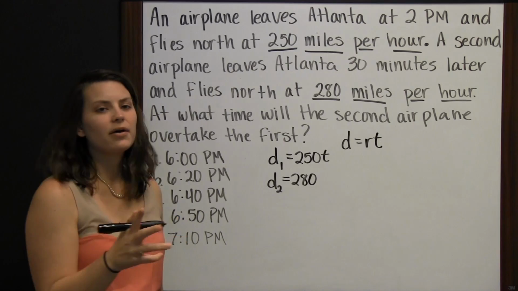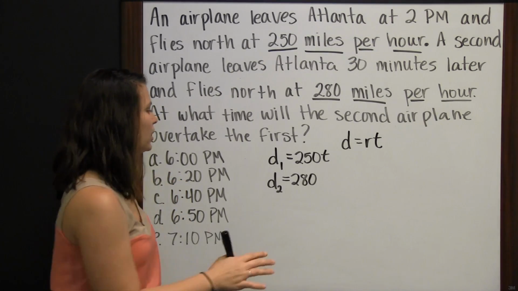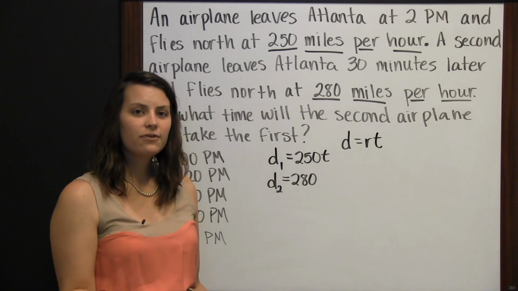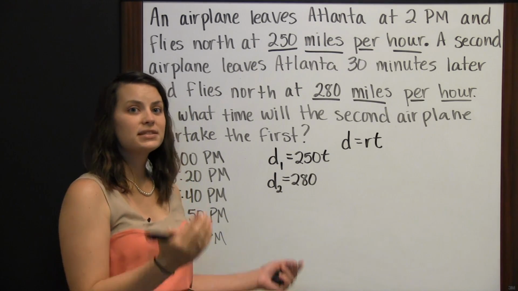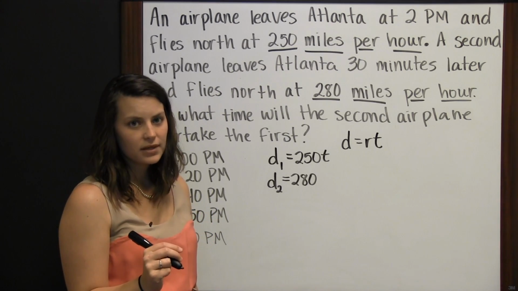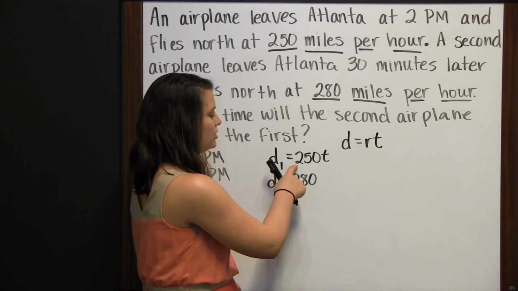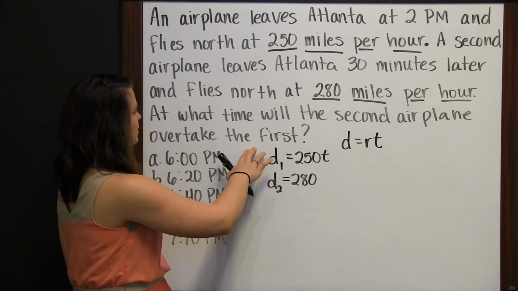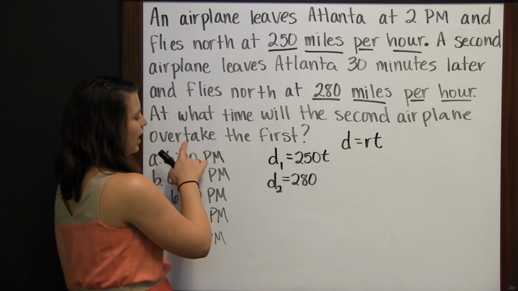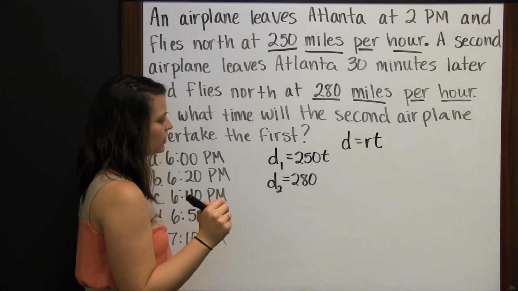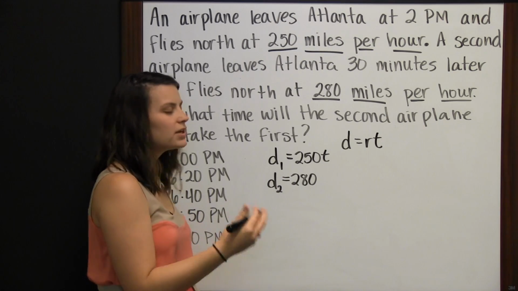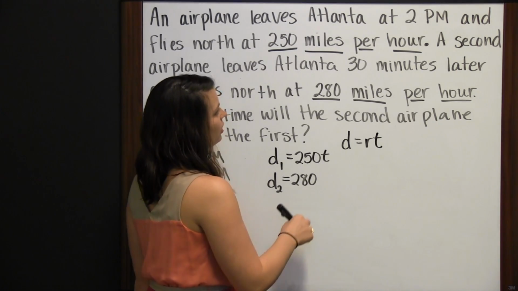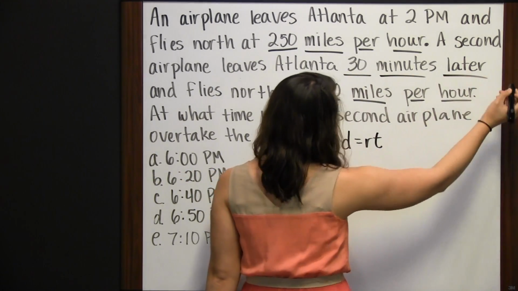And we do know a little bit about the time that the second airplane flew. If you'll notice, the second airplane is going faster than the first one. So if they left from the same place and they go in the same direction, they're both going north, then the second airplane is eventually going to catch up with the first and actually pass the first. And that's what we're trying to figure out, is at what time will the second airplane catch up to or overtake the first. So the second airplane won't have been flying as long as the first airplane when it catches up. It's going faster, and it left 30 minutes later.